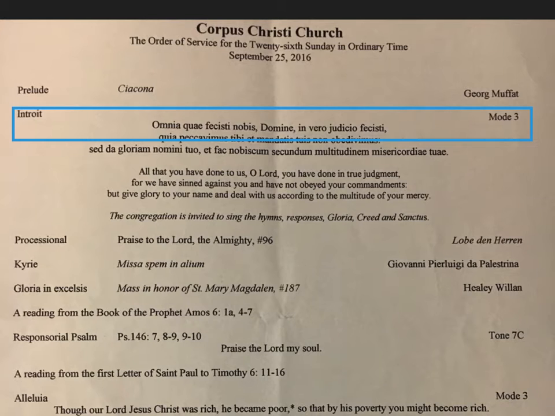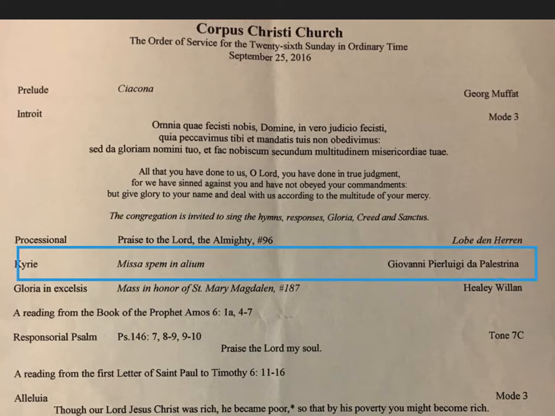Let's take a look at an ordinary of the Mass. So let's take a look at the Kyrie. Here you can see listed the part of the Mass, the Kyrie, on the left side. And then in the center you have Missa Spem in Alium. That is the title of the Mass from which it comes. And then if you look on the far right side, you've got Giovanni Pierluigi da Palestrina. If you're paying attention in class, you'll notice that Palestrina is a very, very important composer for this class on liturgical music. So when you notice his name, you'll really want to pay attention.